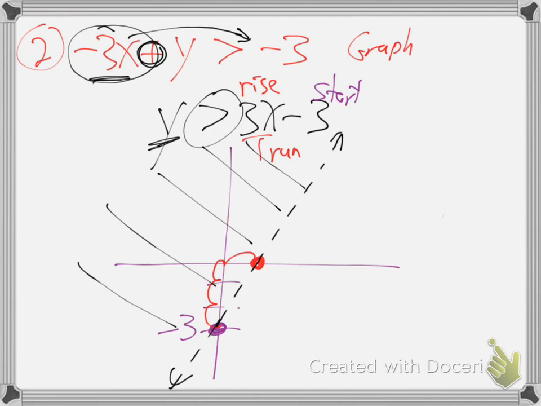It's kind of what this dotted line is. It's a border, but it's not really there. That's what it's doing. It's saying, I'm not really part of the answer, but I'm there as border.